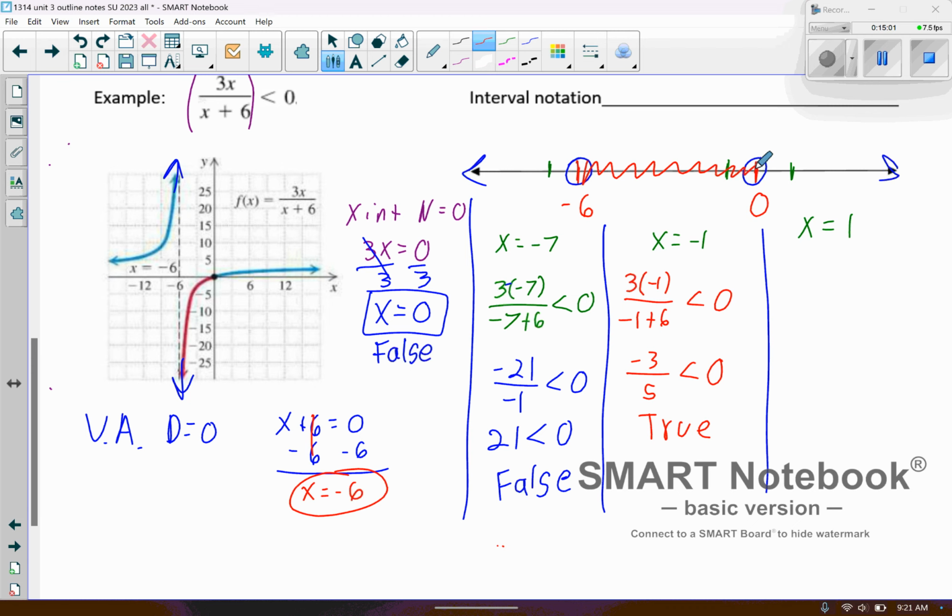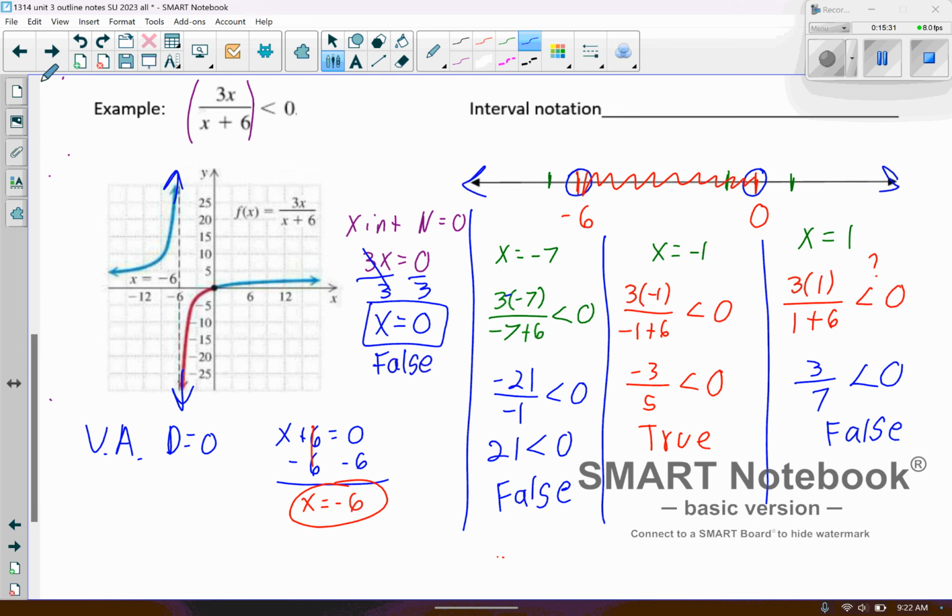Now let's try positive 1. We're going to have 3 times 1 divided by 1 plus 6. Is that less than 0? Well, 3 times 1 is 3. 1 plus 6 is 7. That's a positive number. 3 over 7 is a positive number. Positive numbers are not less than 0, so that is going to be false.